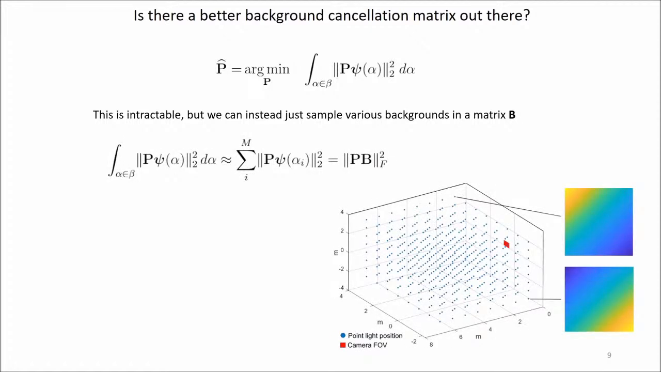As the response of the point light function varies very slowly with alpha, this is a good approximation where the span of the matrix B lies very close to the span of all possible background contributions. Here we show the sampling points in blue and the camera's field of view in red, along with two example point light renderings. We can now rewrite the problem in a tractable form.